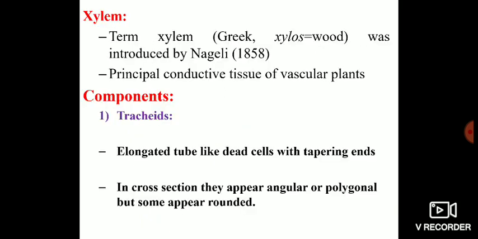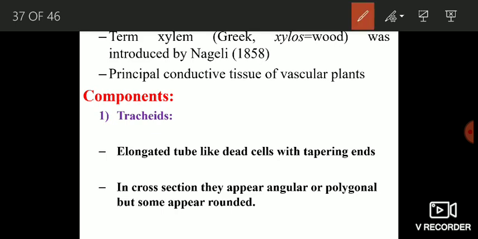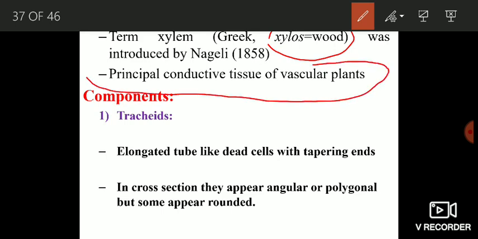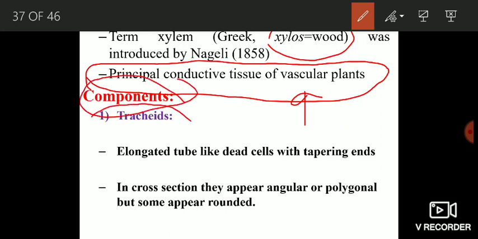So let's move on first of all with xylem. The term xylem was introduced by Nageli in 1858 and it is derived from the Greek word xylos, which means wood. And xylem is the principal conductive tissue of vascular plants. I have already told you xylem is involved in the transport of water and minerals from roots to leaves.